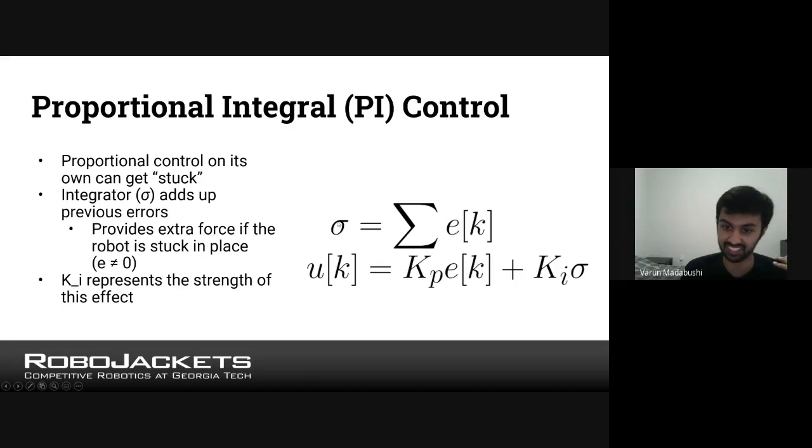So in proportional integral control, we add up the sum of all the previous errors, and we store that in a variable called sigma. Now we say u equals Kp times the error plus Ki times sigma. So this represents the current error, and this represents if there is a history of error in the past.